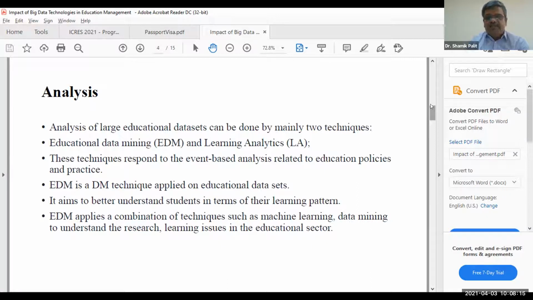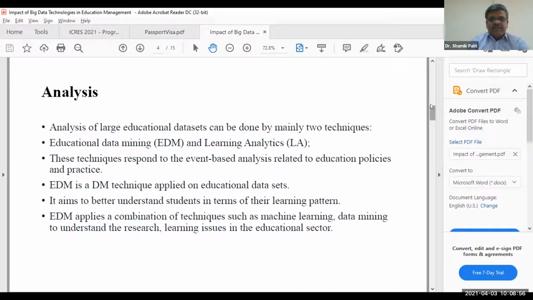And obviously, we need to have an effective learning analytics technique, because data mining alone will not give us the insights of the data, or what kind of strategic decision we can take based on this data. So EDM and LA both are very important as far as data analysis is concerned. And as discussed, the basic aim is to understand the learning pattern of that particular student, which is applicable to any of the courses he or she has enrolled in.